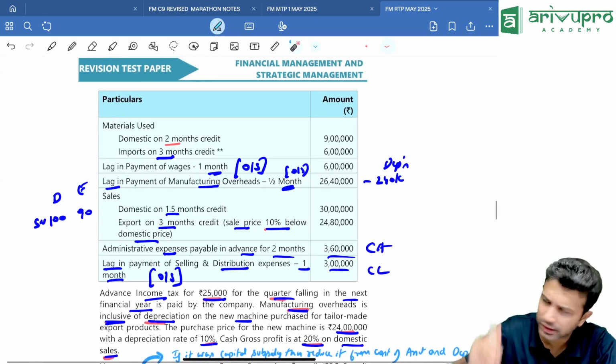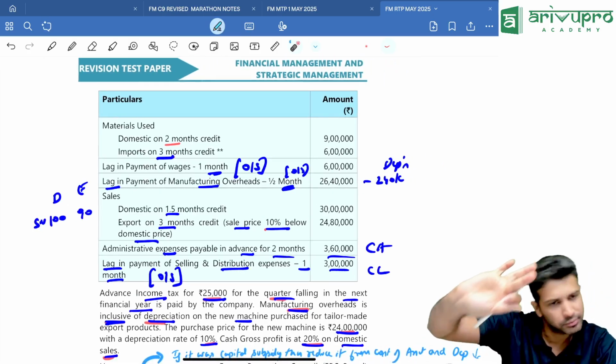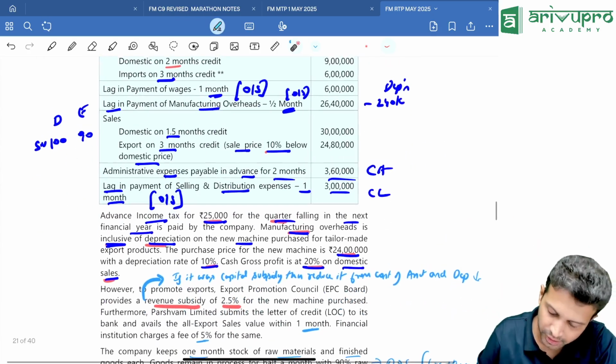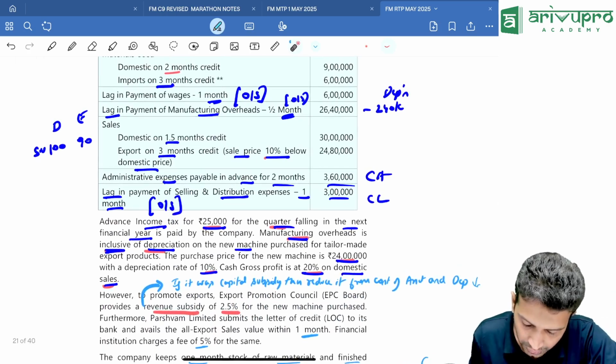We will find out that. This is a common working. This part is done. It's the same question in our ICA study material and we have done it also in the class.